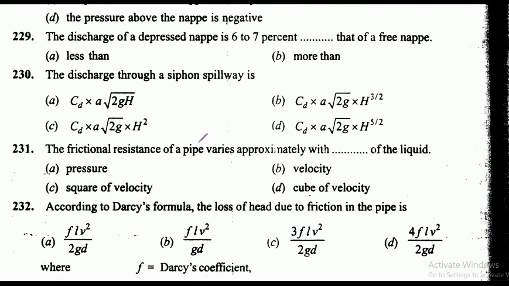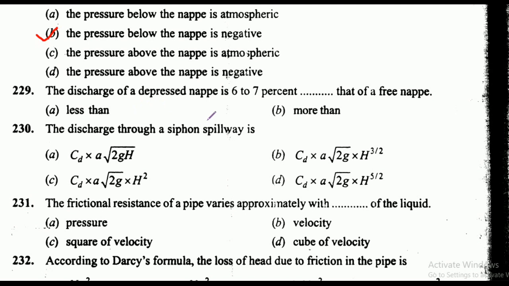Next, the discharge of a depressed nappe is 6 to 7% dash that of a free nappe. Options are less than, more than. So here, friends, the correct answer is option B, that is more than. Next is the discharge through a siphon spillway. Here, friends, these are the options, and here the correct answer is option A, that is CD into A under root of 2GH.